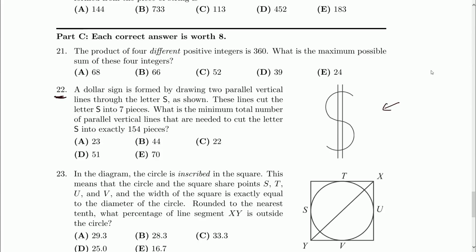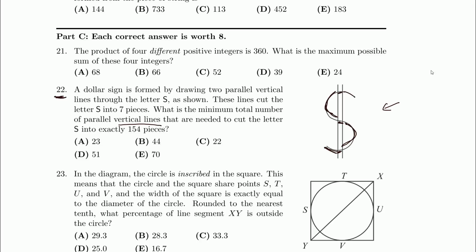These lines cut the letter S into 7 pieces. 1, 2, 3, 4, 5, 6, 7. Hey, they were right. It's almost like they reviewed the contest. What is the minimum total number of parallel vertical lines that are needed to cut the letter S into exactly 154 pieces? Okay, 154, that is a lot of pieces.